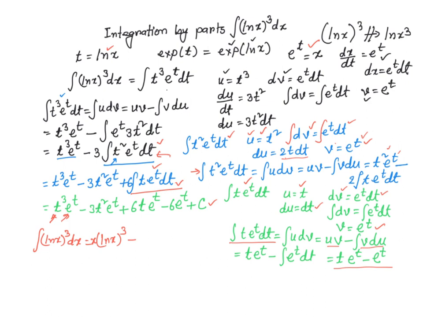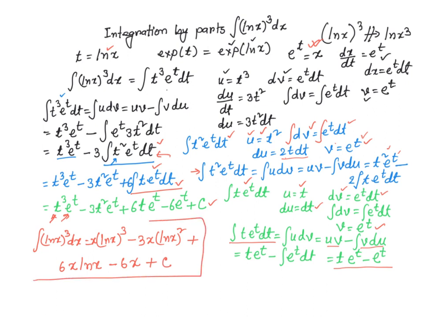Similarly, negative 3 times e to the power t is x, and t square is ln of x whole square, plus 6t, where t is ln of x and e to the power t is x. So it's going to be 6 times x ln of x minus 6 times e to the power t. Again, e to the power t is x, so it's negative 6x plus some arbitrary constant. And that is the integral of ln of x whole cube.